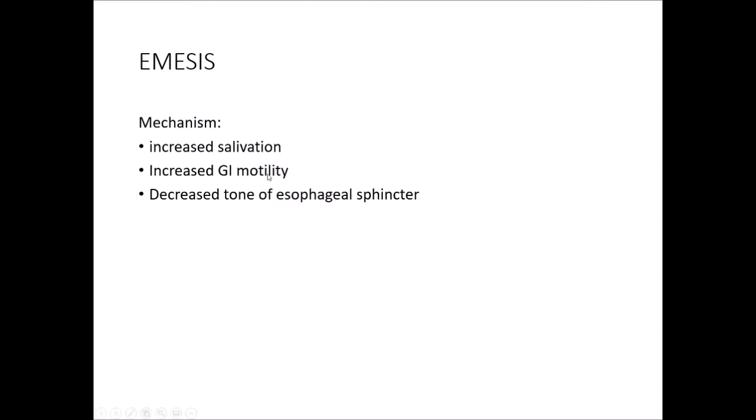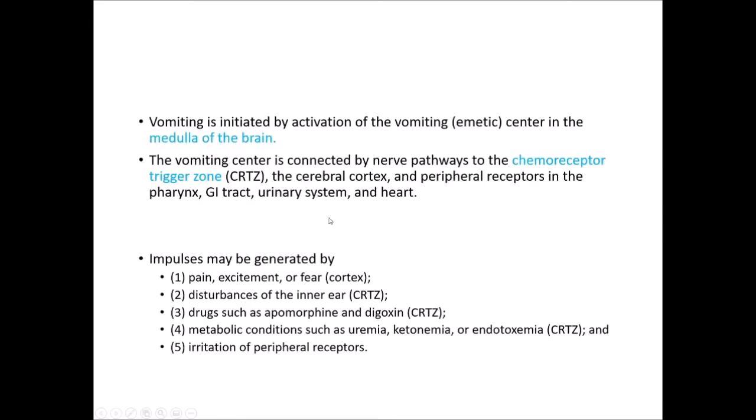Vomiting is initiated by activation of the vomiting or emetic center in the medulla of the brain. And this vomiting center is connected by nerve pathways to the chemoreceptor trigger zone, or CRTZ, the cerebral cortex, and peripheral receptors in the pharynx, that gag reflex, GI tract, urinary system, and heart.